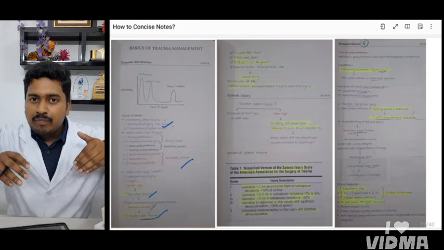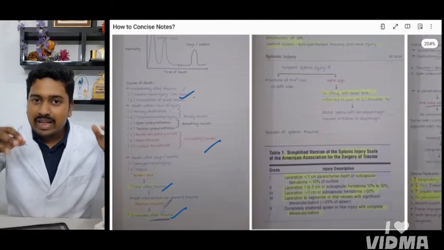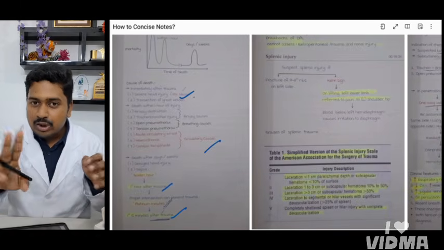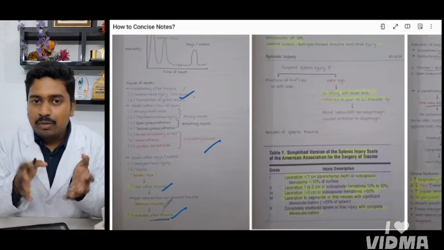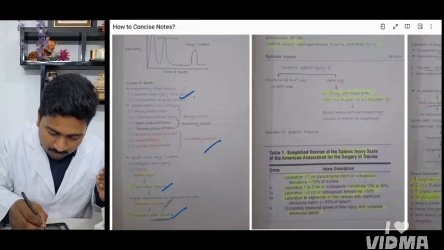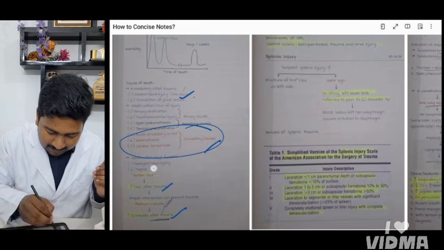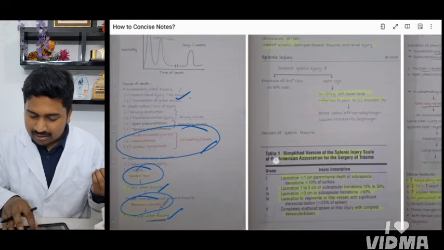If you ask me, how much time will it take to finish this one page? You might say at least 2 or 3 minutes because you have to go through each and every word. But for me, it took only 10 seconds. Why? Because Marrow has made it easy for me. I just have to go through 1st point, 2nd point, 3rd point, 4th point. That's it. I'm going to the next page.